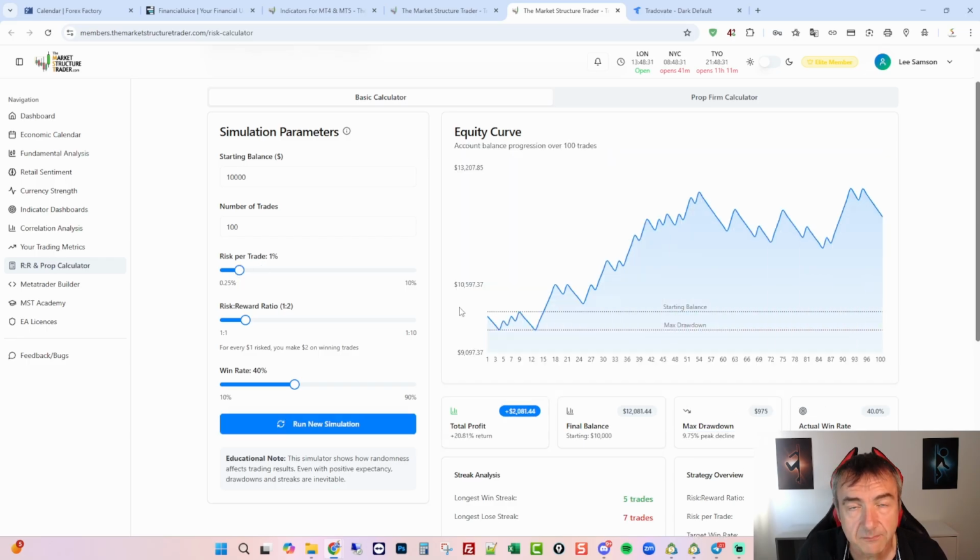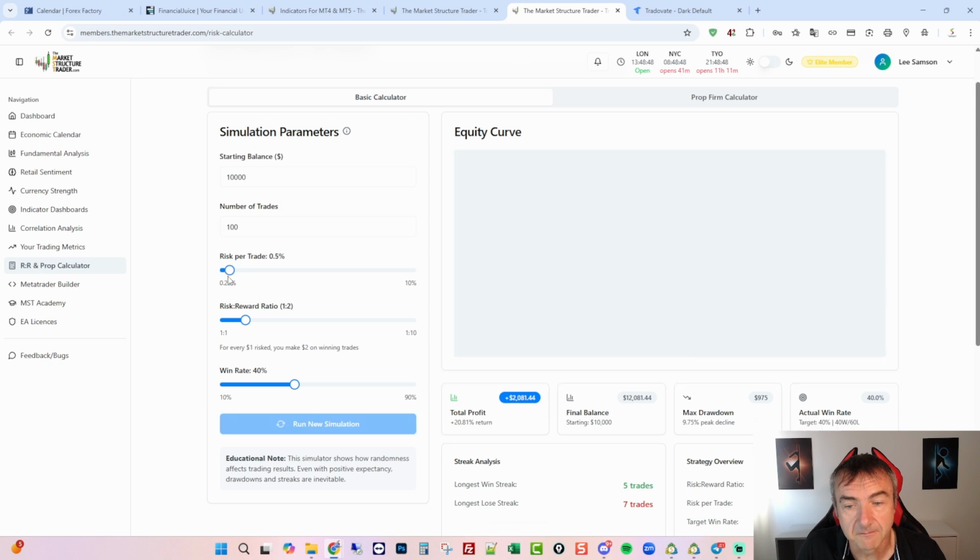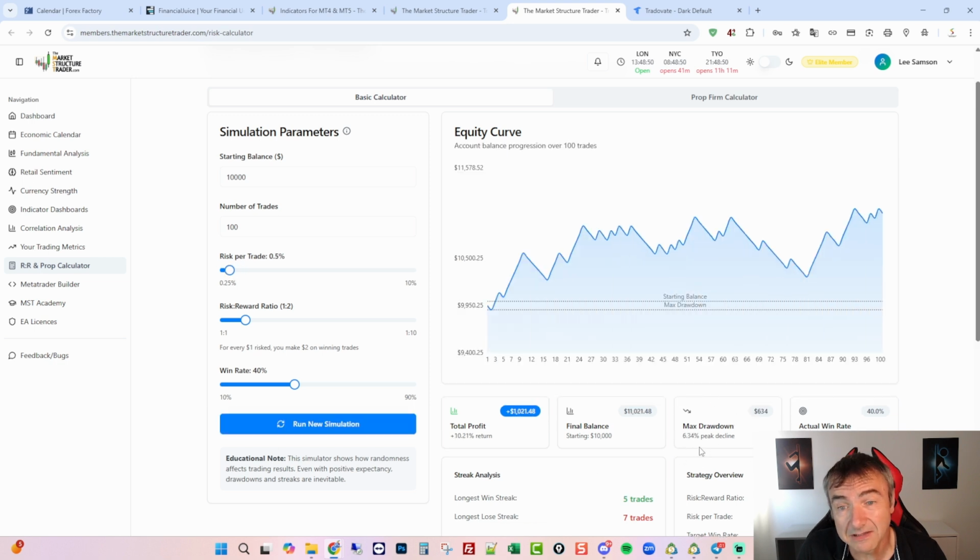If you want to keep your drawdown small, i.e. if you've got a proper valuation that you're doing and you've got to stay within 5% drawdown, you can see that if you've got a 40% strike rate and a 1-to-2 risk reward ratio on your strategy, 1% per trade is too much. You're going to need to risk 0.5% per trade. That's still going to be a little bit too much.